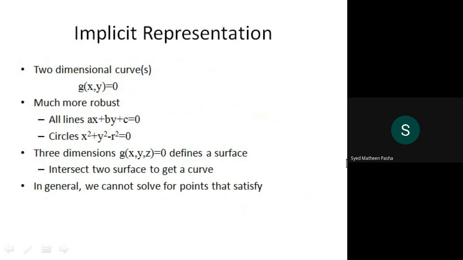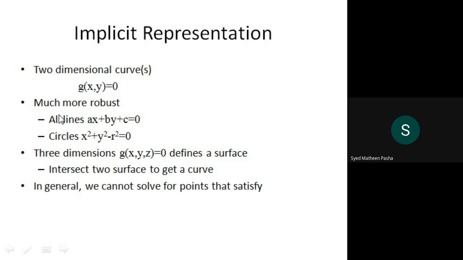Then we have implicit representation. Similar to explicit representation, we have implicit representation. What do you mean by implicit representation? Implicit representation is in the sense towards the plane, that is the inner part of the plane. So how do you perform implicit representation for two-dimensional curves? You define a function g of x and y, which is equated to 0.